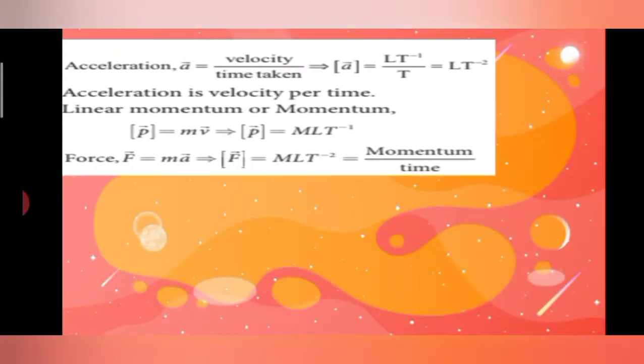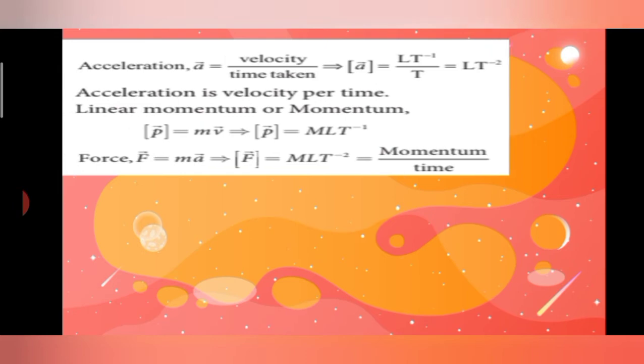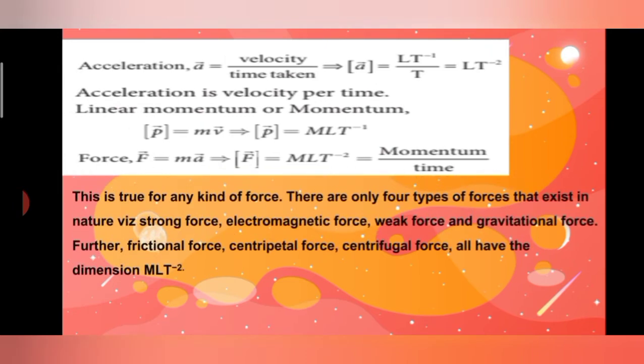Acceleration, vector a, is equal to velocity by time taken, which is L T⁻¹ by T. So we get L T⁻². Acceleration is velocity per time. Linear momentum, or momentum, is the vector p equal to m v vector. It gives p equal to M L T⁻¹. Like the force F is equal to m a vector. So F is equal to M L T⁻², which is momentum by time. This is true for any kind of force.